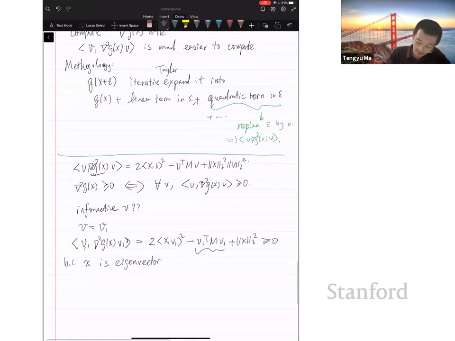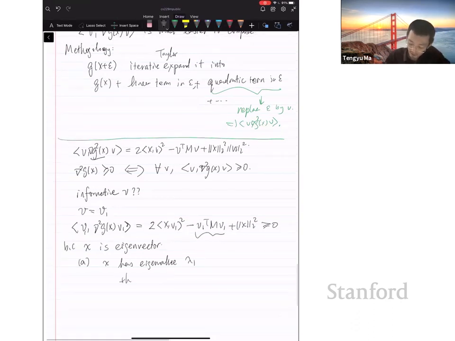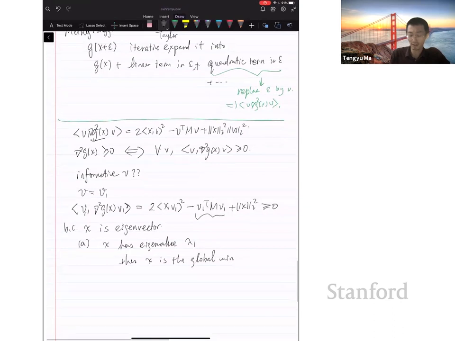Because x is an eigenvector, we have two cases. The first case is that x has eigenvalue lambda 1, so x has the top eigenvalue. Then x is just a global minimizer, and we are done. Because we know the global minimum is basically using the top eigenvalue to fit, right? That's by the standard results in PCA, you know that the best rank one approximation is the top eigenvector with the right scaling.